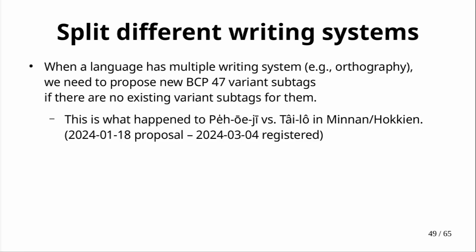but it comes to a difficulty. For some languages, for example Hokkien, we have Pe̍h-ōe-jī and Tâi-lô, but we don't have a proper way to distinguish them. We cannot translate them all under non-Latin because one language can only have one translation. So in order to support both of these writing systems, these orthographies, we need to propose them.